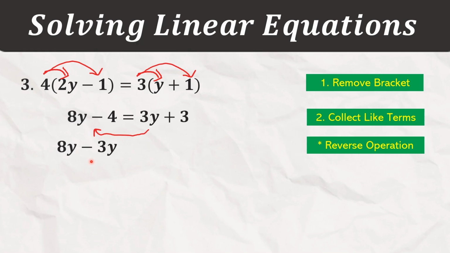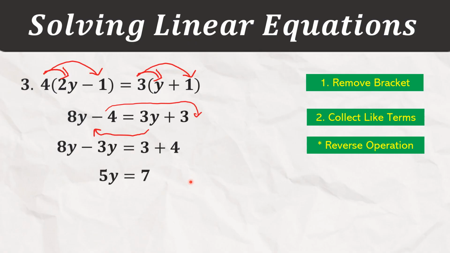This is still not done yet. I still have a minus 4 and a 3. I can collect these two constant terms together. Again, to reverse the operation, since this is minus 4, if I'm going to remove this minus 4, I reverse the operation, which gives me plus 4. So I'm moving the negative 4 to the other side, and I get 3 plus 4. I simplify the equation and have 5y equals 7.